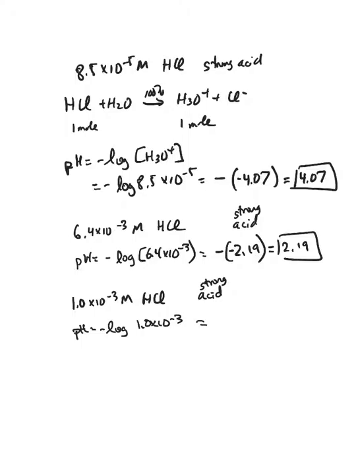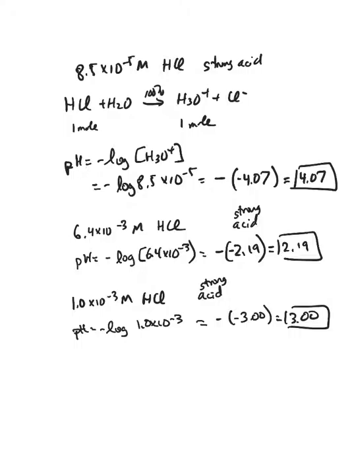So there are 2 ways to go about doing this. You put in 1.0, exponent, change sign, 3, take the log of that, and you'll see in your calculator minus 3.00. The minus and minus will make that a positive, so 3.00.